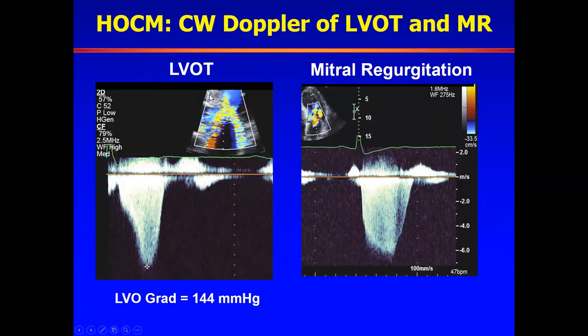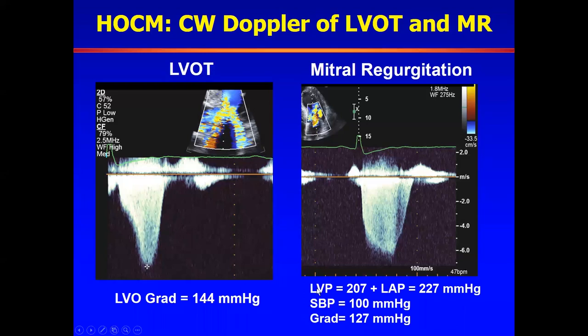Frequently, we are asked, is there dynamic obstruction and how do you differentiate it from mitral regurgitation? So this is someone with a peak velocity of 6. We do the modified Bernoulli equation. We come up with 144. When you have very high gradients, it is good to have confidence that this is a correct value. So we tend to work things backwards. I'll show you what I mean.